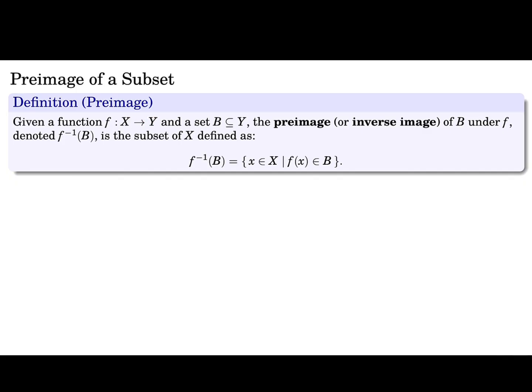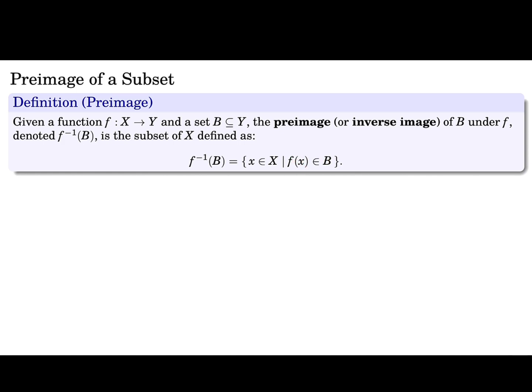The preimage goes in the opposite direction. So the idea is that you take a subset of Y, and you ask yourself, what are the points in X that end up in this set B here? In other words, the preimage, which is denoted by f with a -1, of a subset B of the codomain Y is going to be the set of all elements in the domain, so the x's in X, such that f of x is in B.